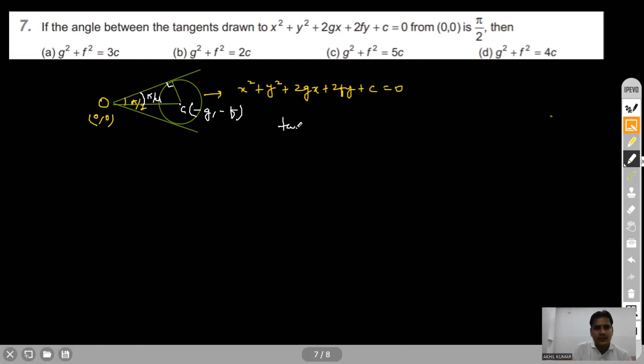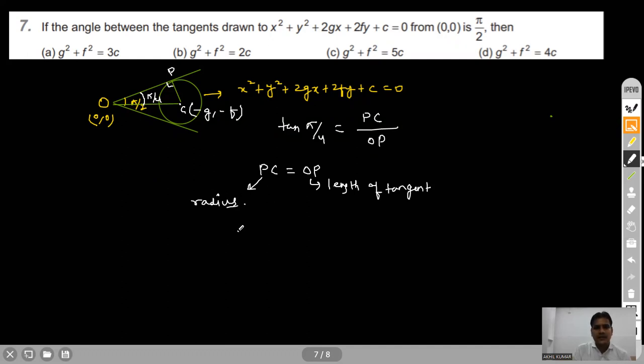So if you observe here, tan pi by 4 will be equal to, I am taking this point as P, so this will be basically PC upon OP. Okay. This will be PC upon OP. Tan pi by 4 is nothing but 1. So this PC will be equal to OP. Now what is this OP? This OP is the length of tangent from O, length of tangent, okay, and what is this PC? This PC is nothing but radius of the circle.